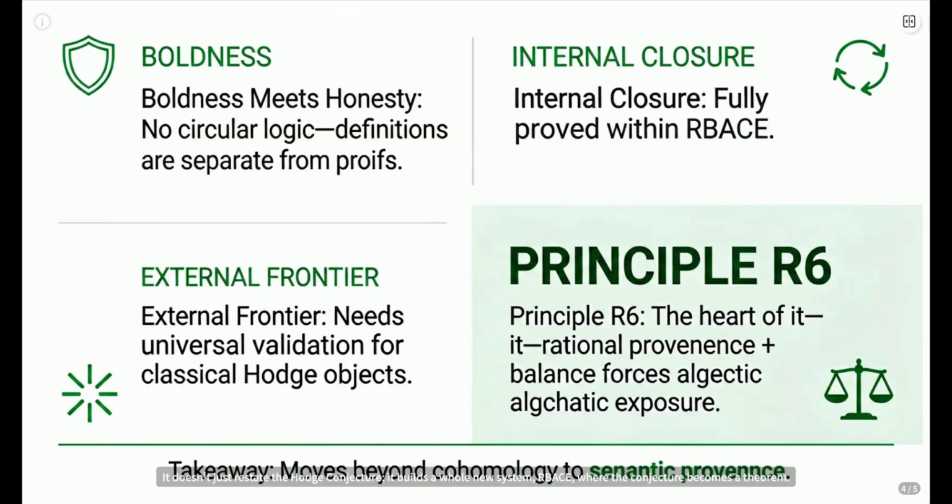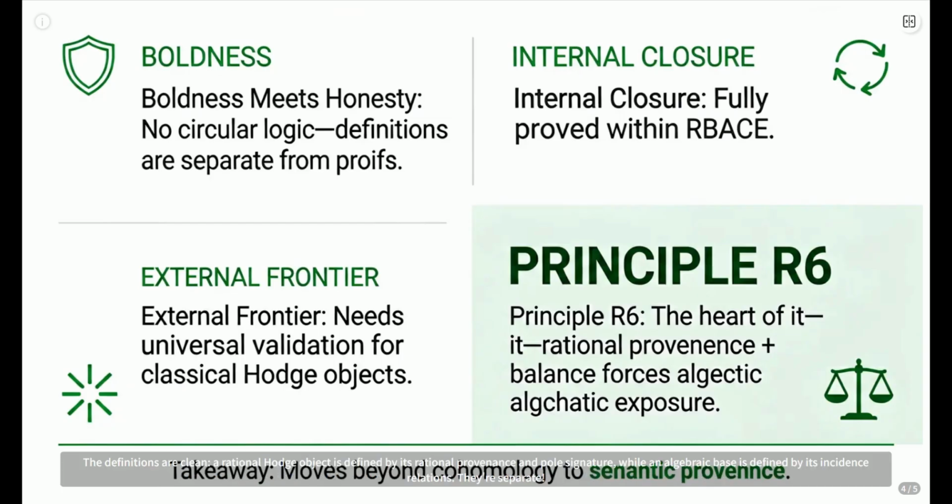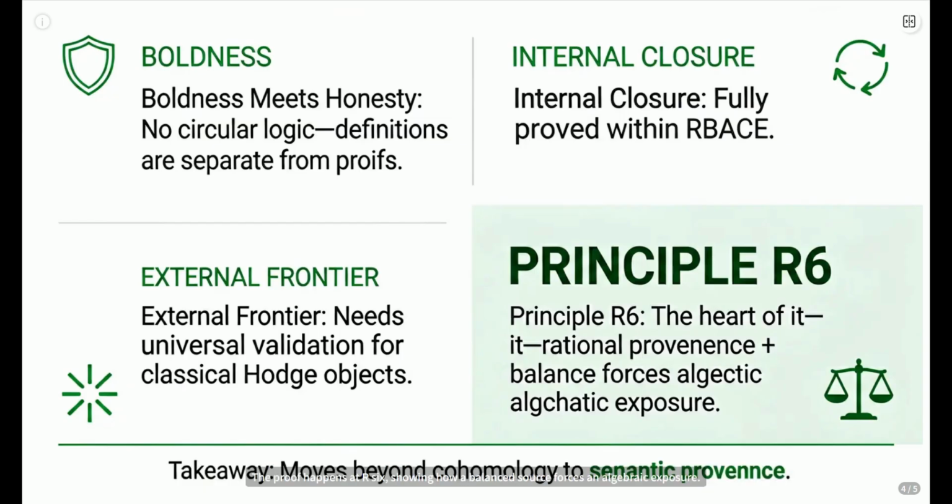It doesn't just restate the Hodge conjecture, it builds a whole new system, R-base, where the conjecture becomes a theorem. The definitions are clean. A rational Hodge object is defined by its rational provenance and pole signature, while an algebraic base is defined by its incidence relations. They're separate. The proof happens at R6, showing how a balanced source forces an algebraic exposure. This internal logic is rock solid.